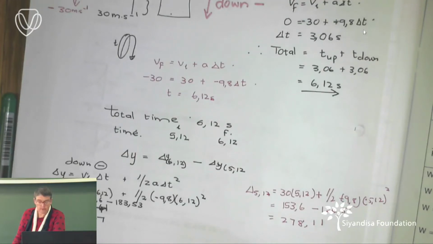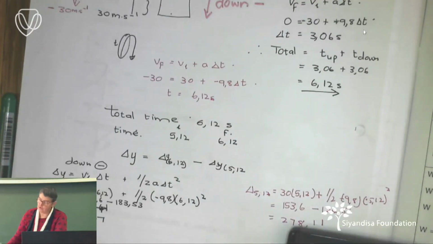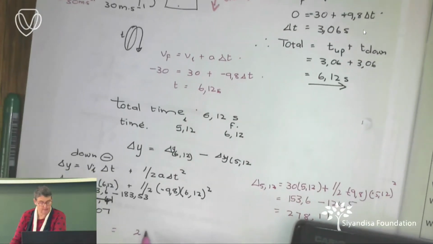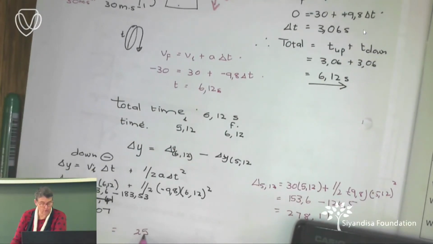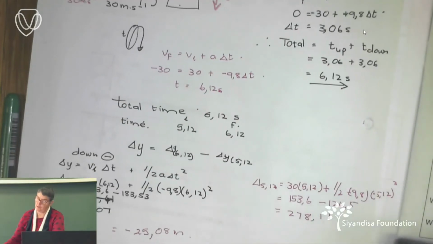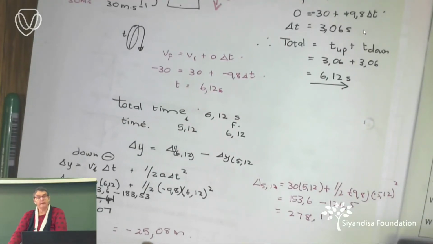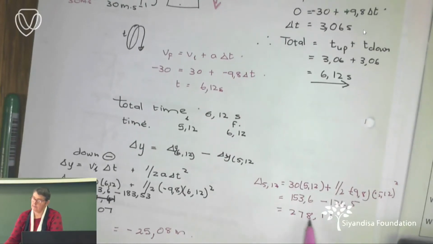And I'm still getting the incorrect answer. I'm going to double check it for you in a minute. I don't want to waste your time. I did this last night and I got an answer of negative 25.08 meters. I'll double check it for you now. I got that, okay? But now remember, we have to interpret our answer. How do we interpret our answer? Oh, yes, mistake, I see it.